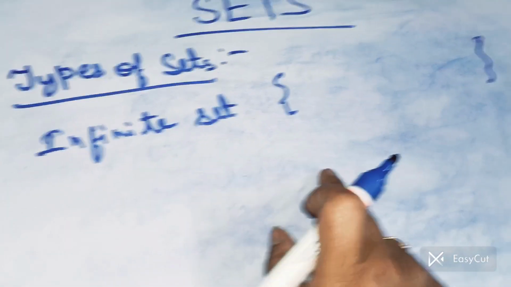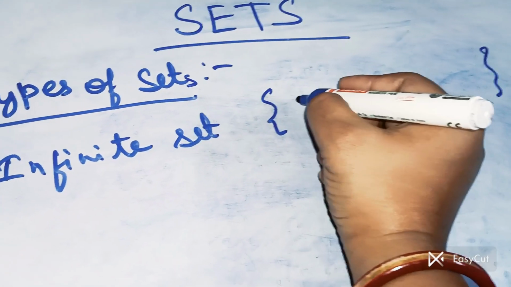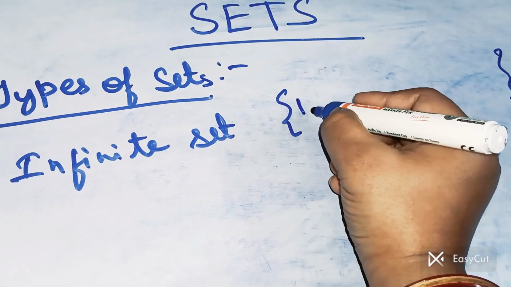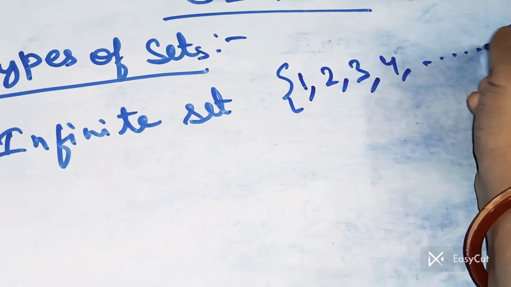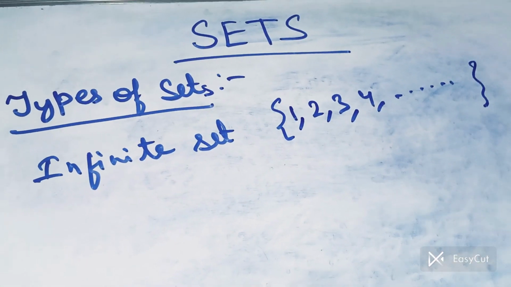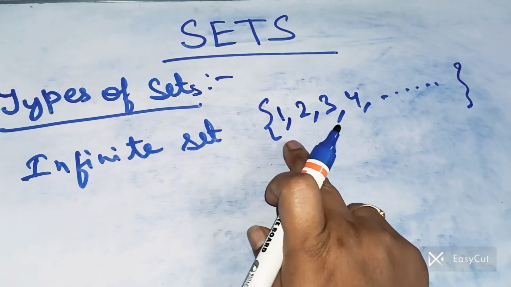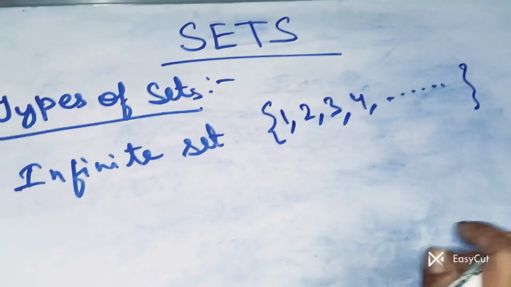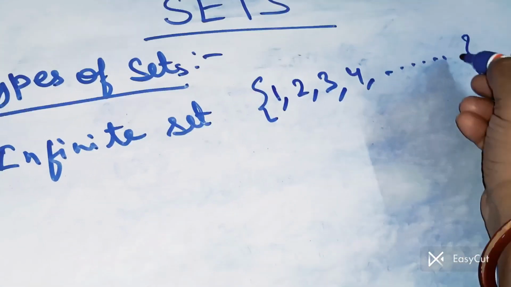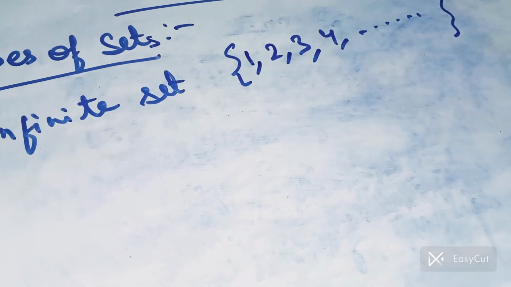So infinite set, if we say the set of natural numbers, natural numbers start from 1, 2, 3, 4 and so on till infinite. Natural number means we don't know the highest natural number, we know the lowest natural number. It starts from 1. So 1, 2, 3, 4 and so on. So this set where the last element is not known, that is an infinite set.